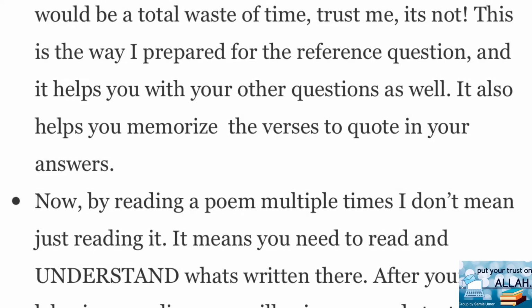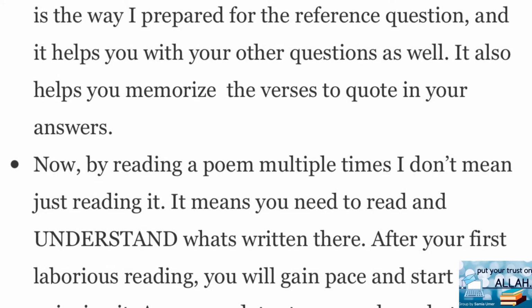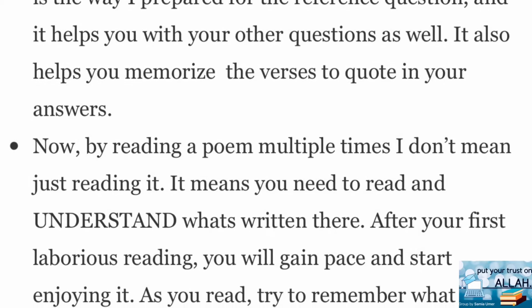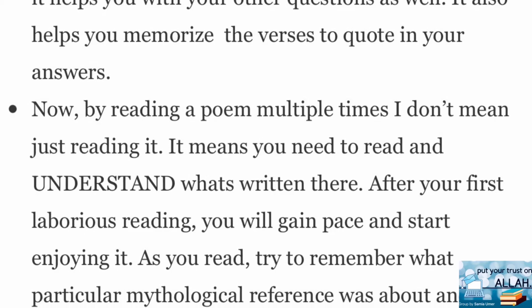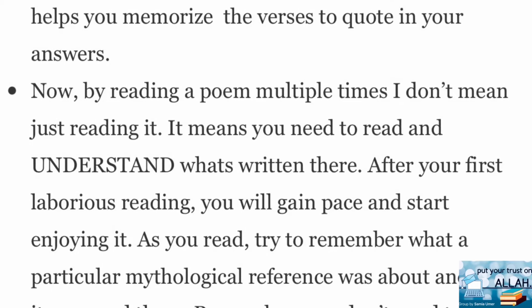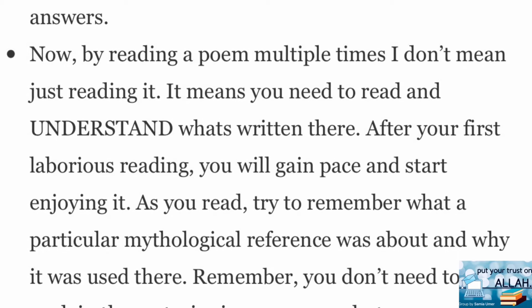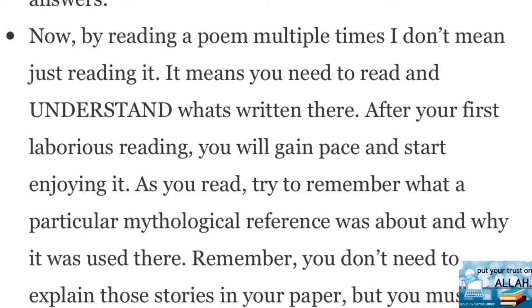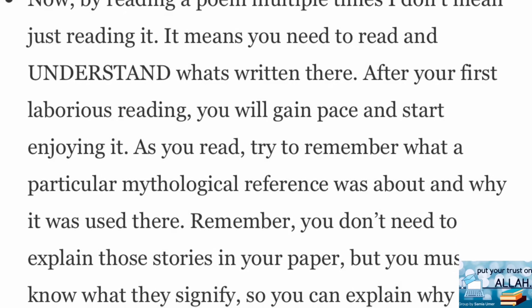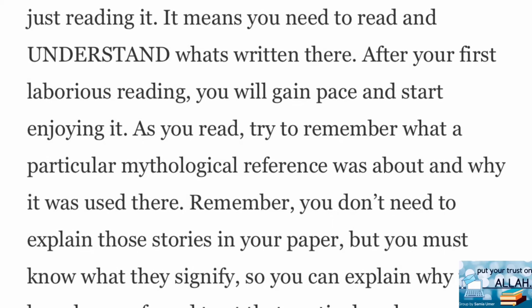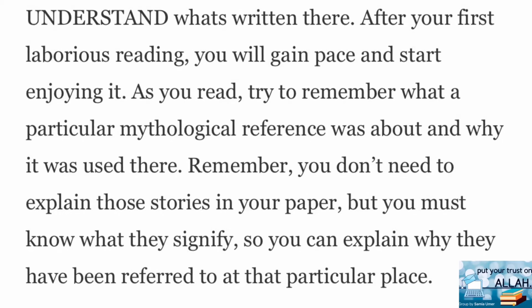Now, by reading a poem multiple times, I don't mean just reading it. It means you need to read and understand what's written there. After your first laborious reading, you will gain pace and start enjoying it. As you read, try to remember what a particular mythological reference was about and why it was used there. Remember, you don't need to explain those stories in your paper, but you must know what they signify so you can explain why they have been referred to at that particular place.